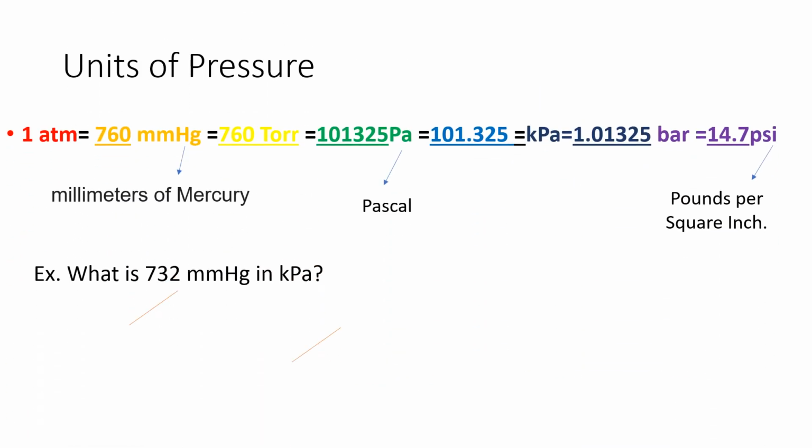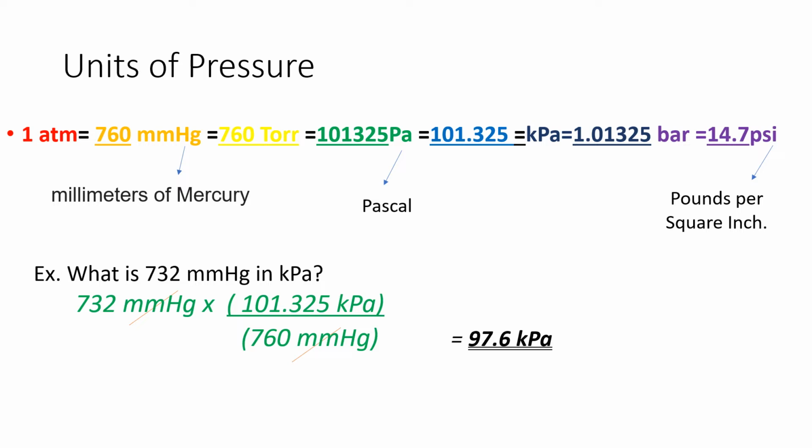So let's briefly go over some units of pressure. 1 atmosphere is equal to 760 millimeters of mercury, which is equal to 760 torr, and so forth. Like a quick example, what is 732 millimeters of mercury in kilopascals? We have 732 millimeters of mercury, and we multiply that by 101.325 kilopascals. And we divide that by 760 millimeters of mercury, which gives us 97.6 kilopascals.